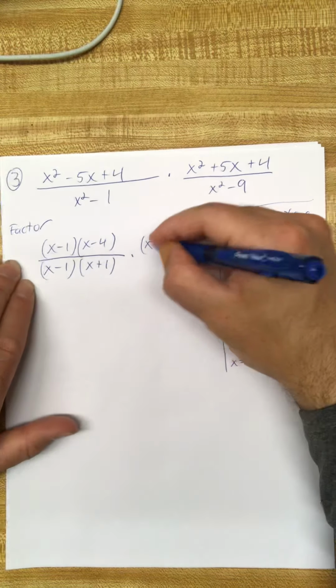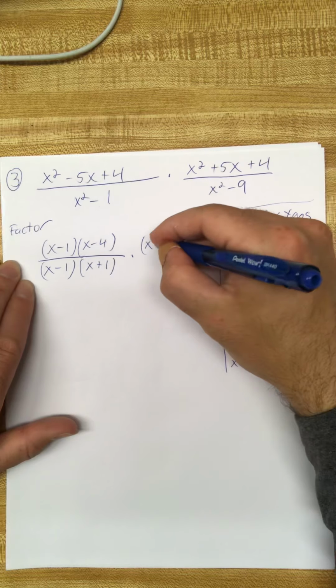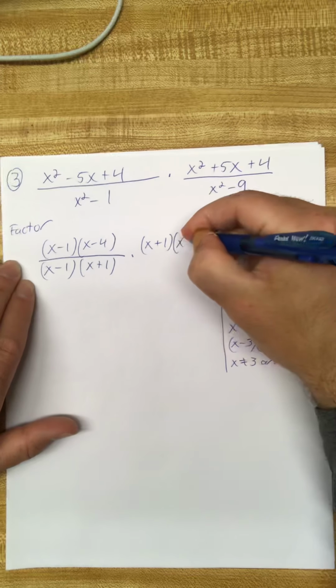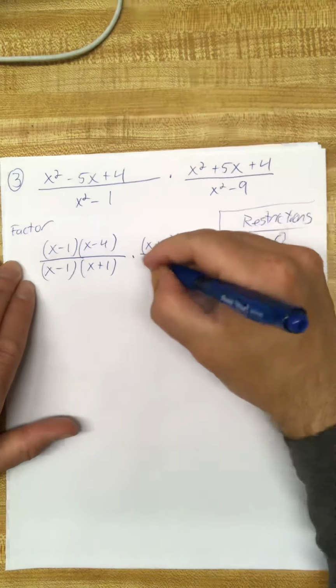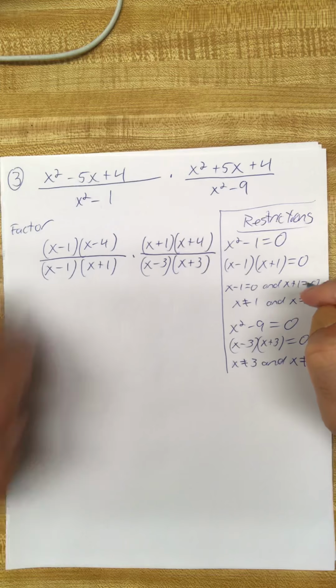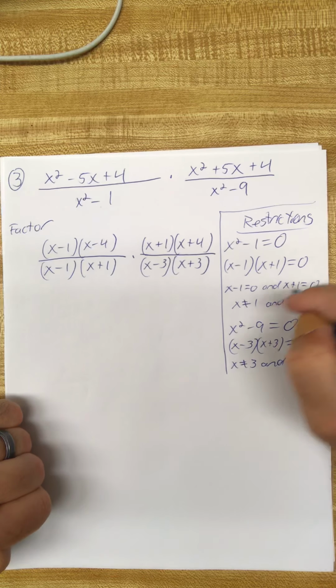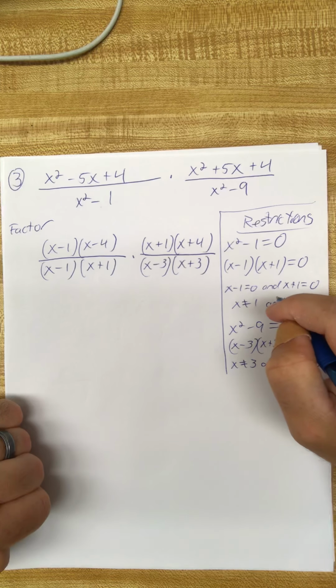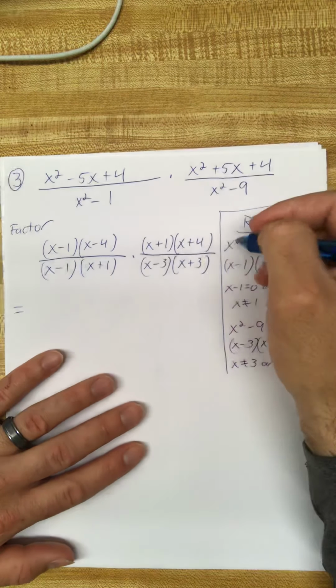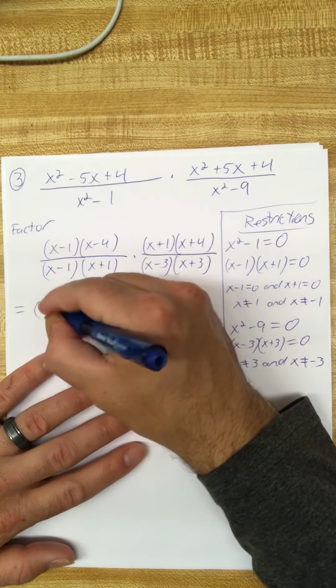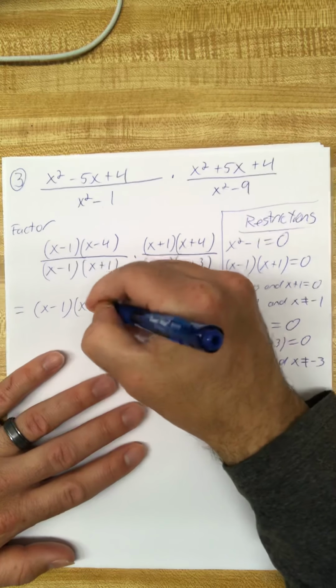Second numerator, factors of 4 that add up to 5. Pretty similar to the first one, just make it pluses. And then x minus 3 times x plus 3. All right, so moving on here, I'm just going to write this as one big fraction, just so you guys can keep seeing my factoring here. x minus 4.